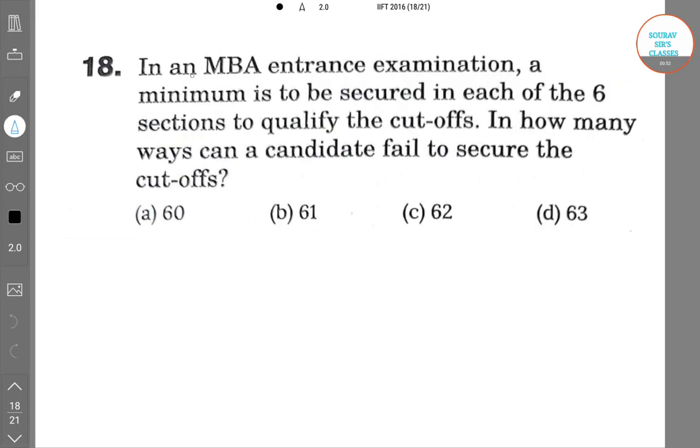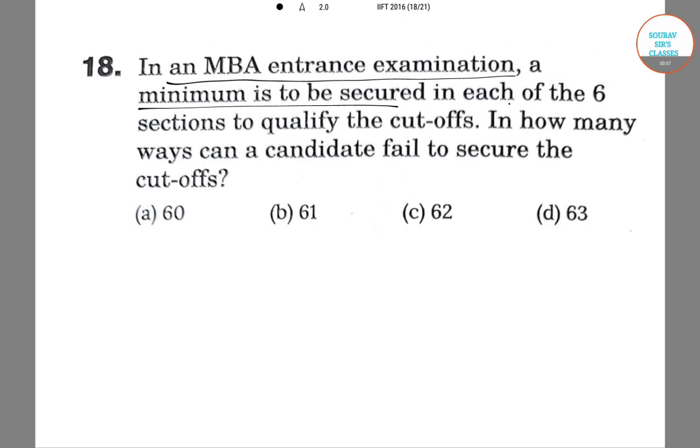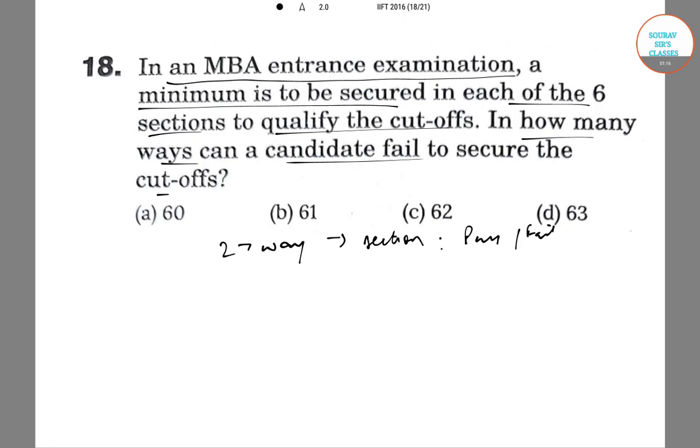The next question is, in an MBA entrance examination, a minimum is to be secured in each of the 6 sections to qualify the cutoffs. In how many ways can a candidate fail to secure the cutoffs? Now, there are only 2 ways for a section: pass or fail. So, for 6 sections, there are 2 to the power 6 is equal to 64 ways.